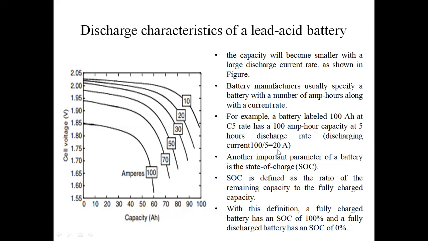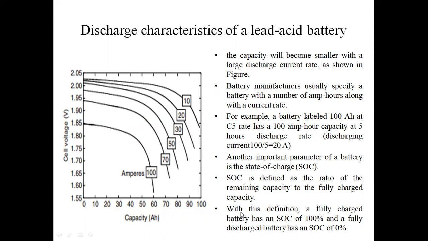Okay. Next, another important parameter of battery is the SOC. SOC is defined as the ratio of the remaining capacity to the fully charged capacity. Okay, SOC is the state of charge. Remaining capacity means how much charging percentage remains to be fully charged.